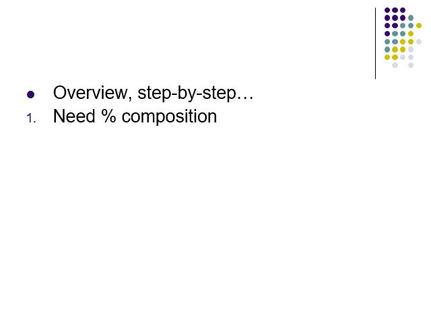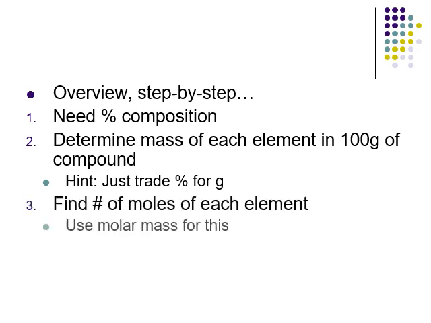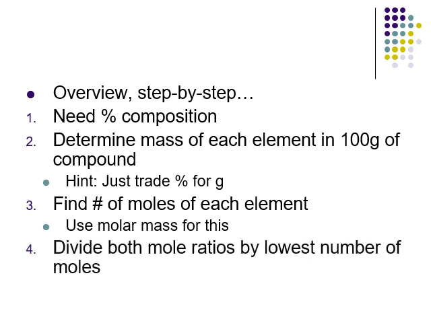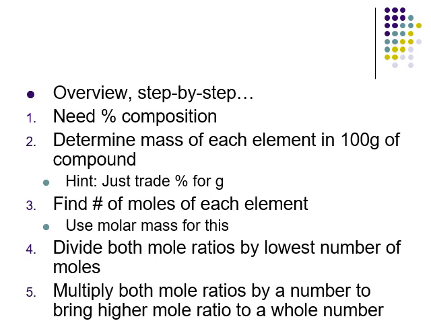So looking at an overview of this step by step, start with the percent composition, then determine the mass of each element in 100 grams. That is just simply taking whatever your percentage is and making it grams. Find the moles of each element. You do that by using the molar mass. In fact, you're going to be dividing by the molar mass in each of those cases. Then divide both mole ratios by the lowest number of moles. Sometimes you're done at this point, sometimes you're not. Finally, multiply everything by some number that will give us a whole number.